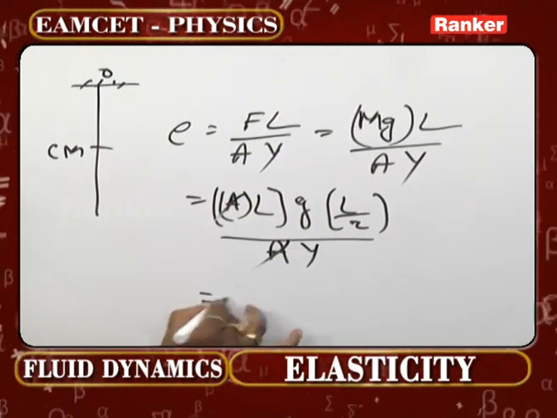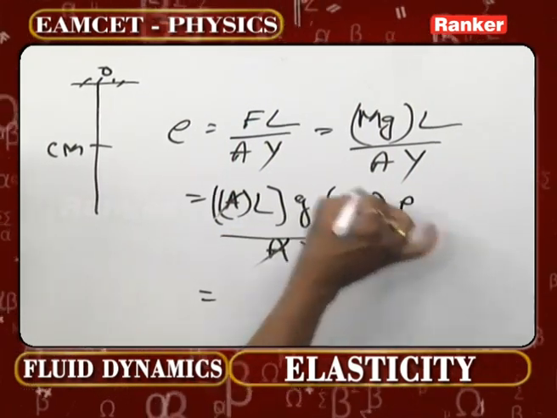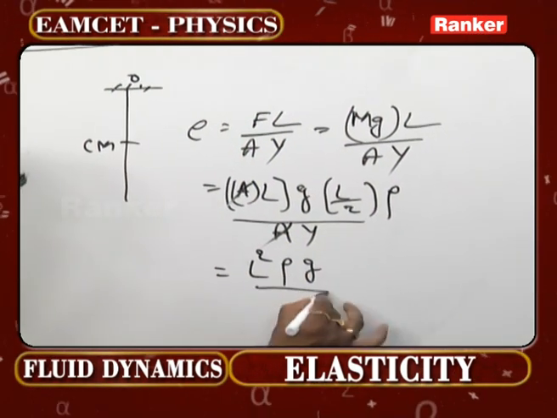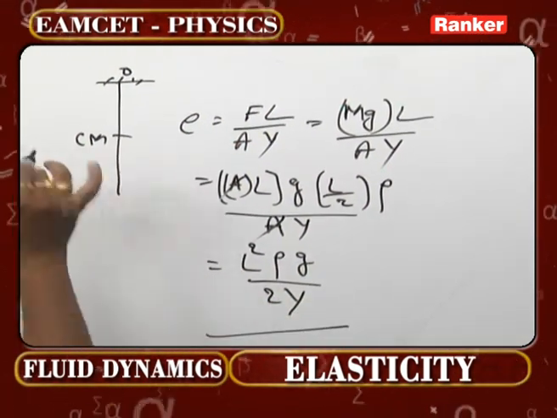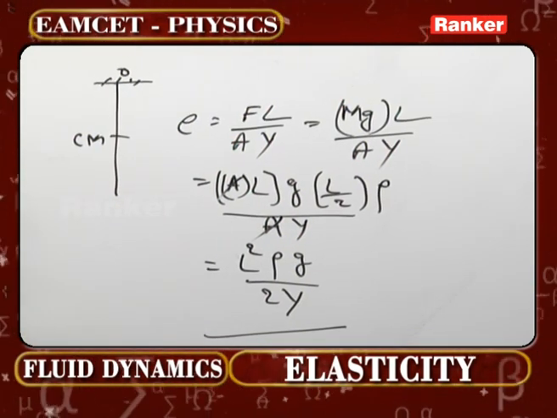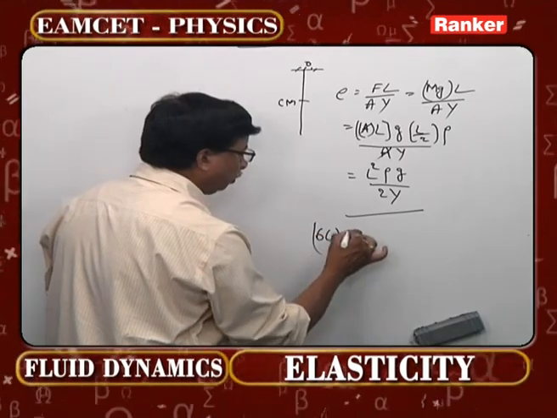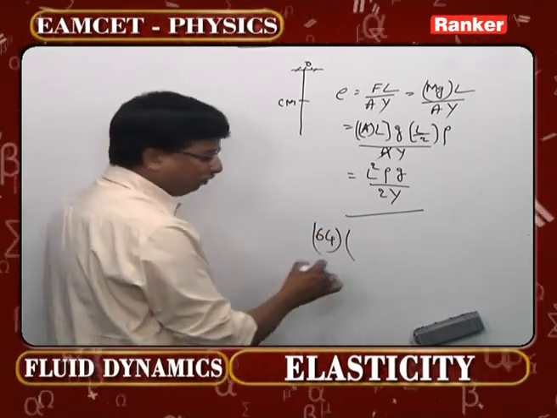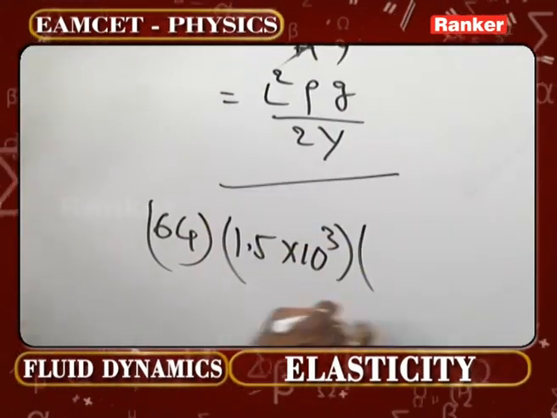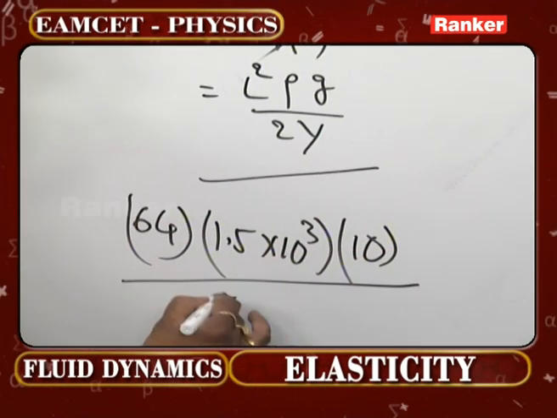A getting cancelled, what is left over? You see carefully here, right? Into rho also will be there, that is the density. L square rho G by 2Y. This is the formula. What are the values they have been given over there? Length is given 8 meter. So 8 square is 64 into the value of density that is given 1.5 into 10 cube into the value of G that has been mentioned over here as 10, by twice.